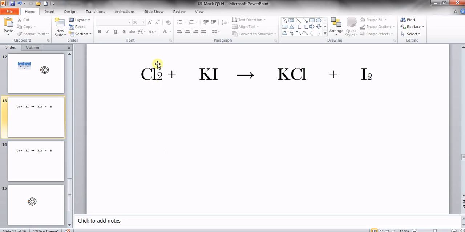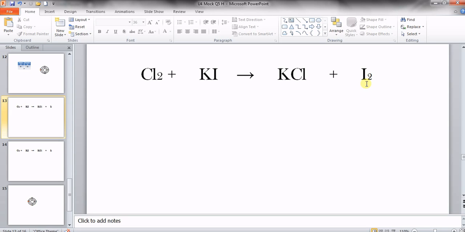We know that chlorine has got symbol Cl. Potassium iodide is made of potassium and iodide, so K and I. We know that potassium chloride is made of potassium and chlorine, so K and Cl, and iodine is the letter I from the symbol in the periodic table.